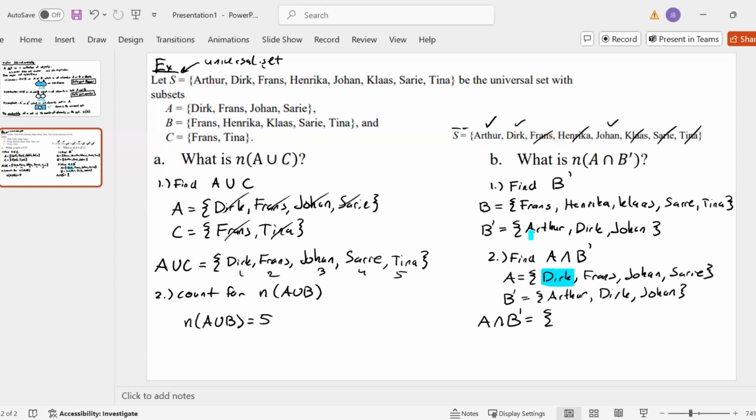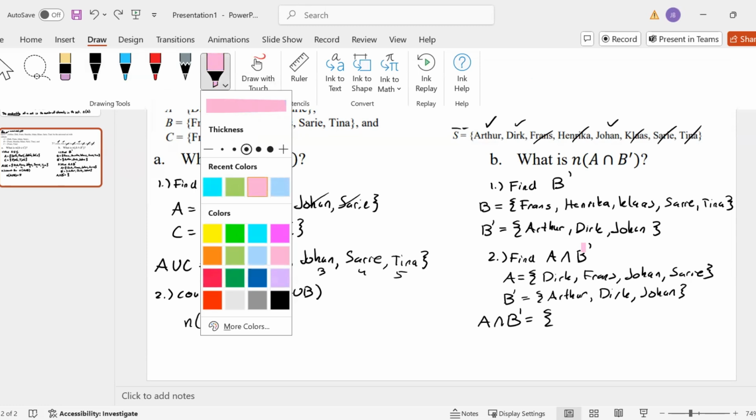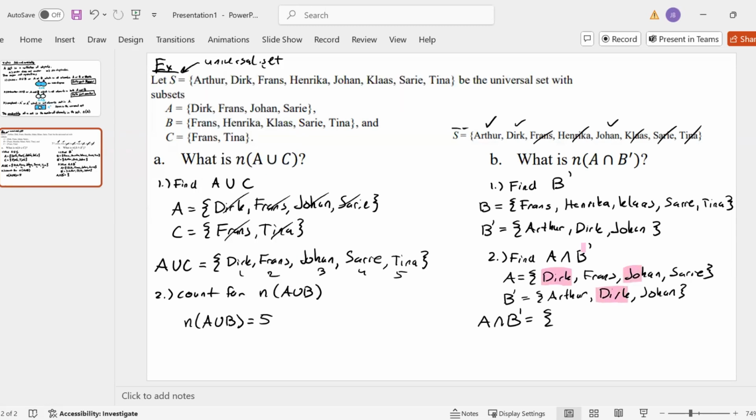So Dirk, actually, I'm going to use a different color. I liked blue today, so we'll do lavender. Dirk, Dirk, and then Johann and Johann. Those are the only ones that they share. So I do Dirk and Johann. And then step 3 is to count for the cardinality. Oops, wrong symbol. And so we get the intersection of these two is 1 and 2, so 2. And that matches my answer. So, yep.